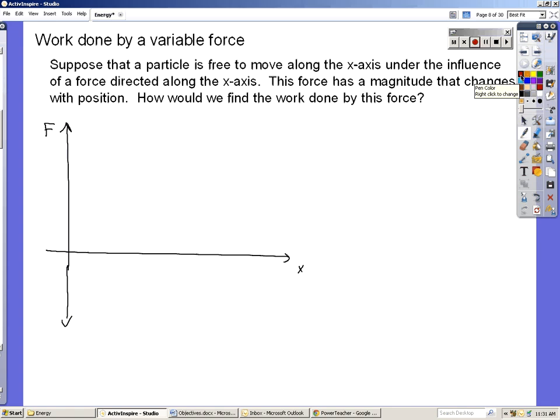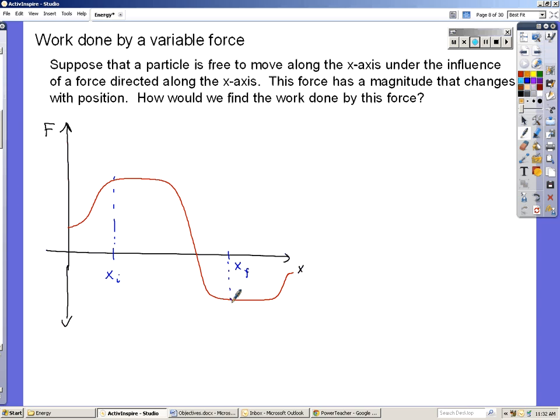And let's say that it looks something like that. And we're going to move some particle from initial position xi to final position xf. We want to know how much work the force does, not how much work we do, but how much work the force does. In this case, a positive force means that it points in the positive x direction. Negative force means it points in the negative x direction.